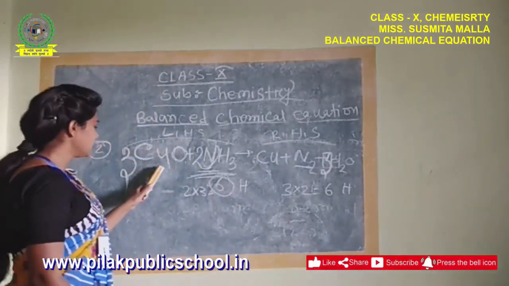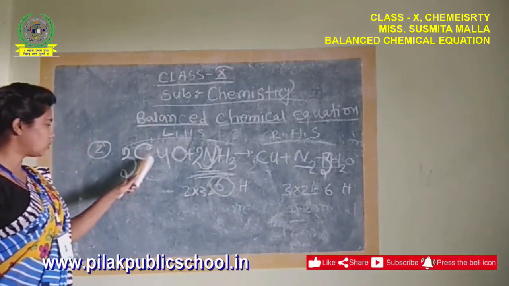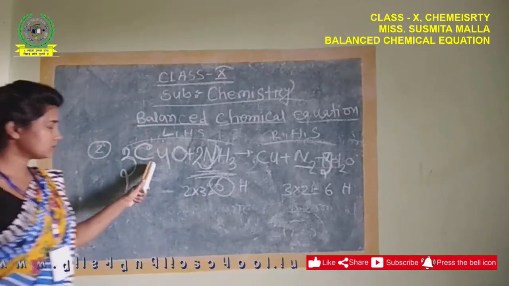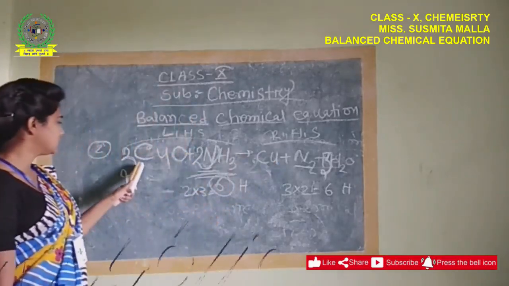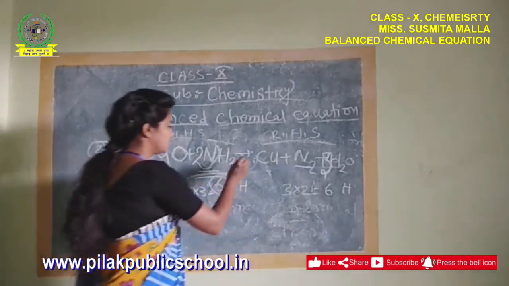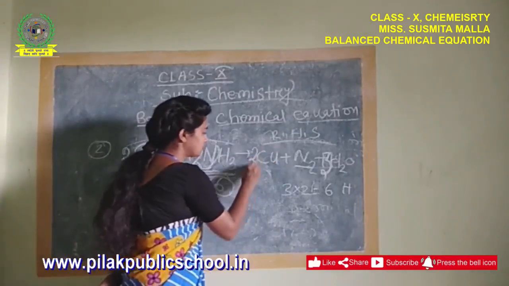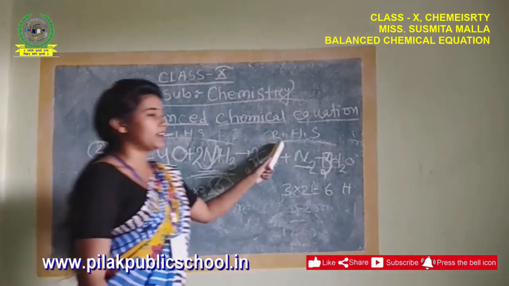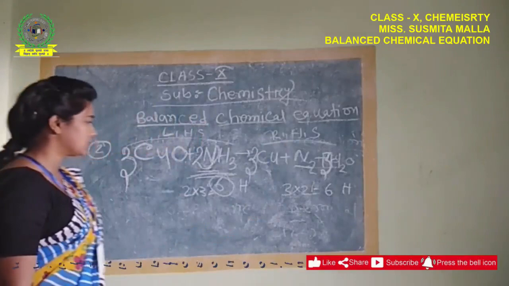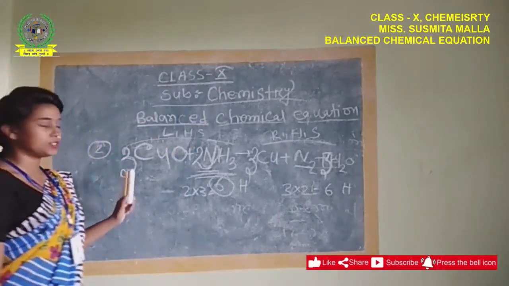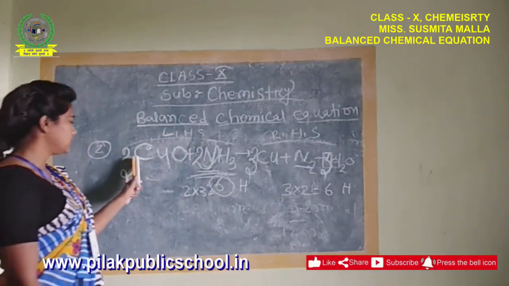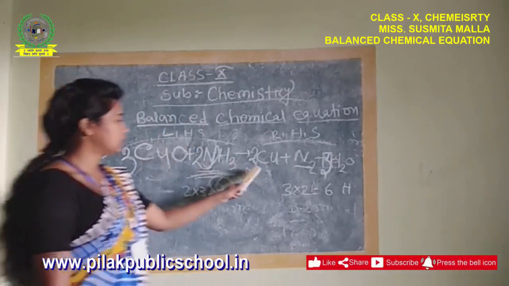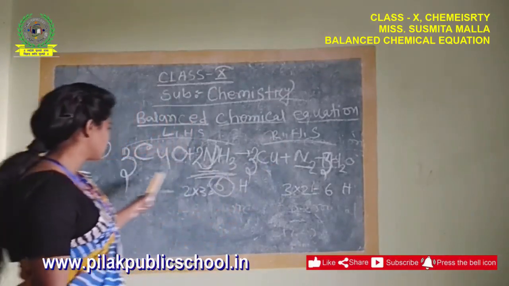Next we see copper. On the left there is 1 molecule of copper, and on the right there are 3 molecules of copper. Then we put 3 on the left hand side of the chemical equation. Let's see whether the chemical equation is balanced or not. First of all, the metal: 3 molecules of copper and 3 molecules of copper, that is balanced.